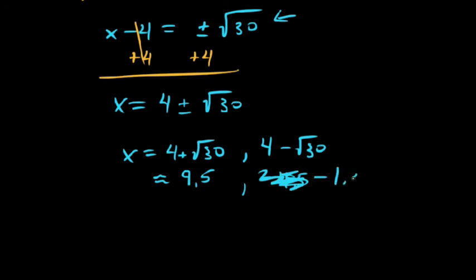So negative 1.5. But again, just to re-emphasize this, if we were to graph the original quadratic function, we'd see that it strikes the x-axis at these two intercepts. So again, solving using square roots just means isolate the squared thing, and then we'll use a square root to undo it. Cheers.